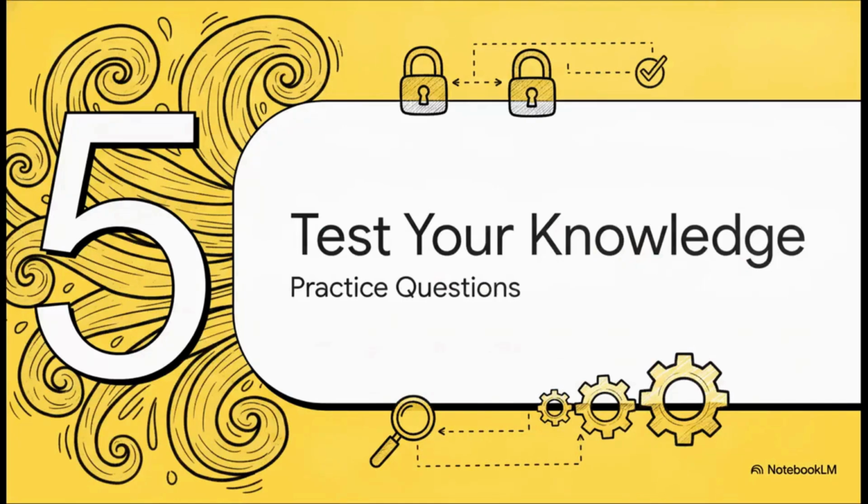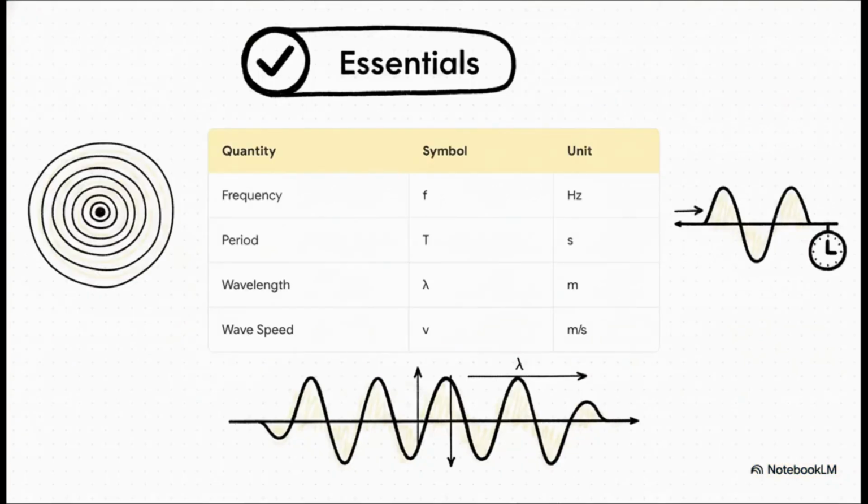All right, let's wrap things up with part 5. Test your knowledge. Before we get to the questions, here is your ultimate cheat sheet. Take a quick mental snapshot of this summary. We've got our 4 main quantities: frequency with its f and hertz, period with its T and seconds, wavelength with its lambda and meters, and wave speed with its v and meters per second. These are your absolute essentials.